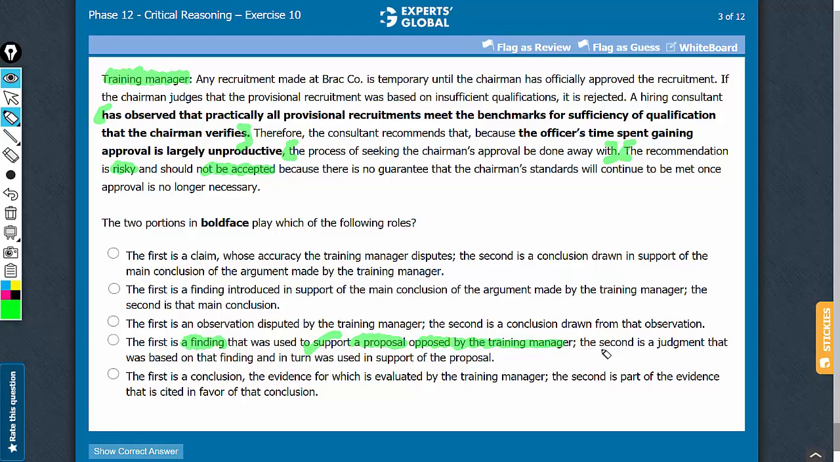The first part is perfectly alright. Look at the second part. The second is a judgment. Yes, this can be called a judgment. So this is alright. That was based on that finding, as in this finding here. Yes, the second boldface leads to this proposal, and this proposal is based on the first finding here. And therefore, the second part is perfectly alright. D is the correct answer choice.